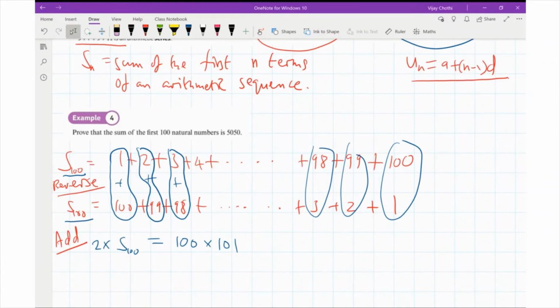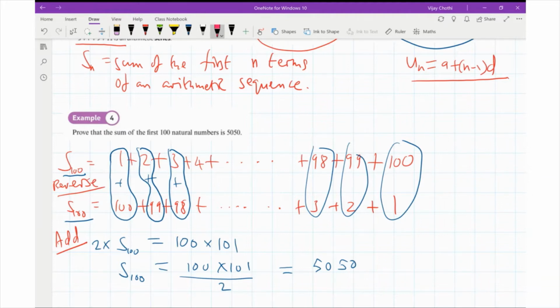Then the final step, you divide everything by 2. So I can now say the sum to 100 terms is 100 times 101 divided by 2. That's a calculation you can simply do. If you work it out on a calculator, 5050. So I just proved that the sum of the first 100 terms, 1 plus 2 plus 3 up to 100, is equal to 5050.